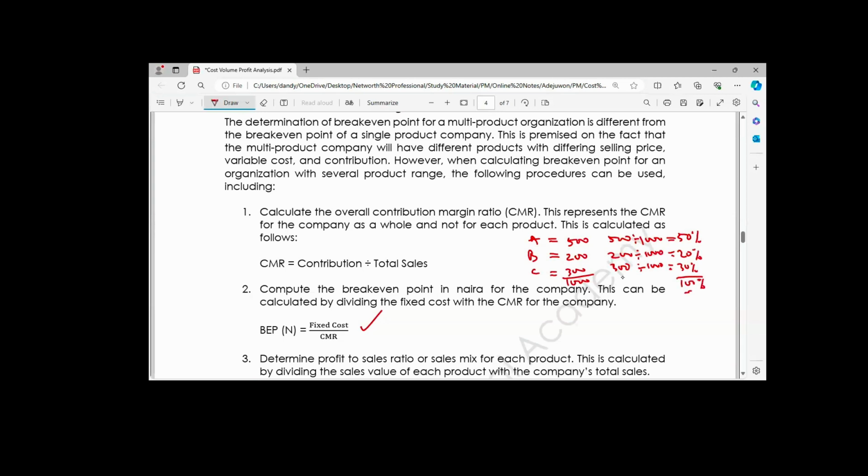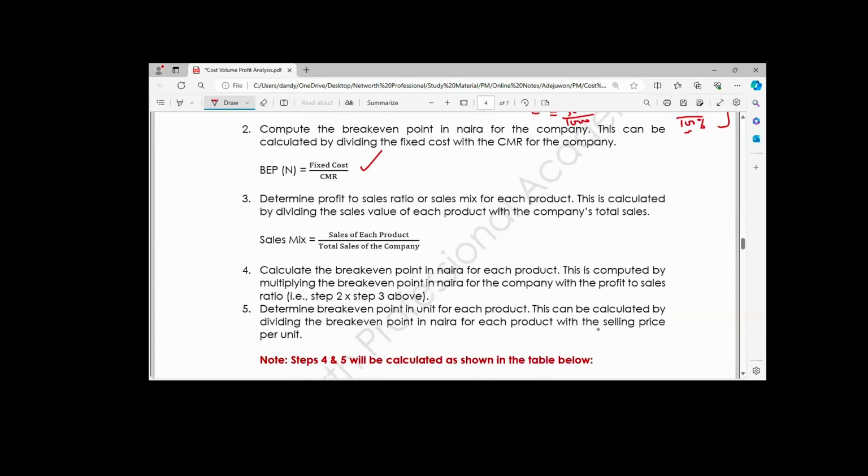So it is this sales mix you are going to use. This sales mix in step 3 you are going to use to compute the break-even points in Naira, for the purpose of computing the break-even points in units. So after step 3, you move to step 4. Step 4 says calculate break-even points in Naira. The break-even point in Naira will be determined by multiplying the sales mix in step 3. All the sales mix you have here, you use it to multiply the break-even point in Naira you have determined in step 2. That is, to get step 4, you are supposed to multiply step 2 and step 3 together.